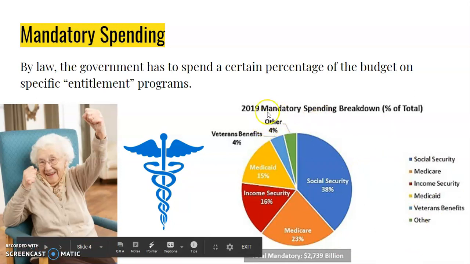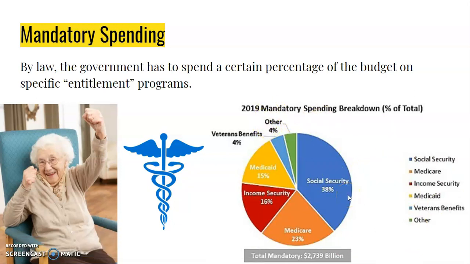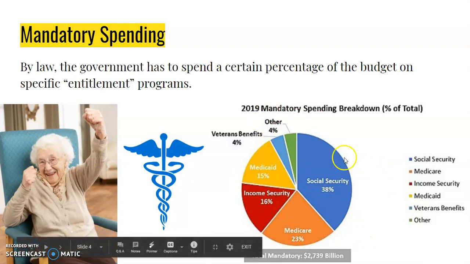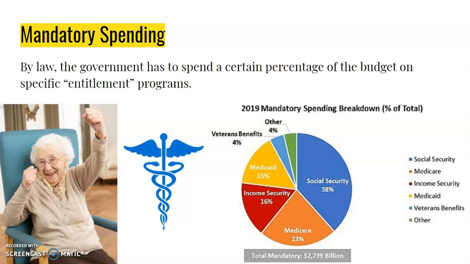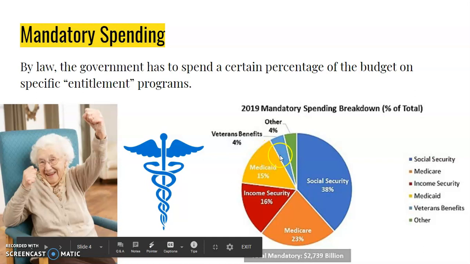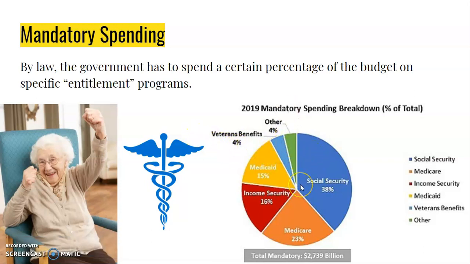So this is 2019, this is last year's mandatory spending breakdown, right? So 38% of the budget that went towards mandatory spending went towards Social Security, 23% went towards Medicare, 60% went towards income security, which is like disability, and 15% went towards Medicaid, which is another healthcare system, and then 4% went towards benefits for veterans, and then another 4% went towards other various things.